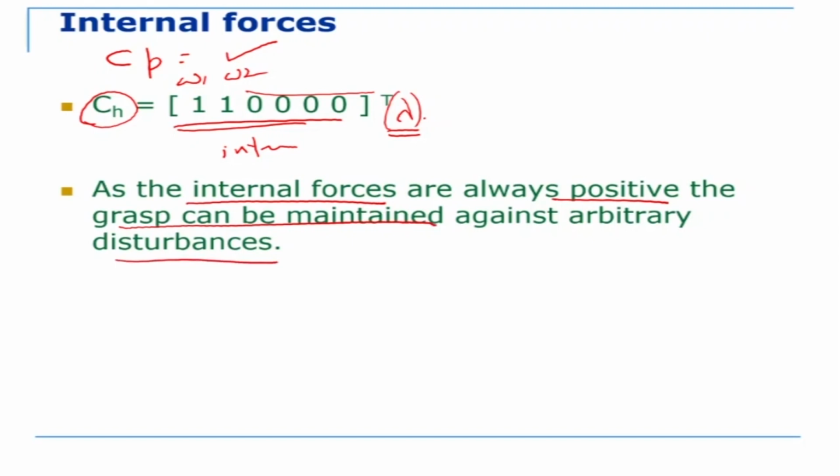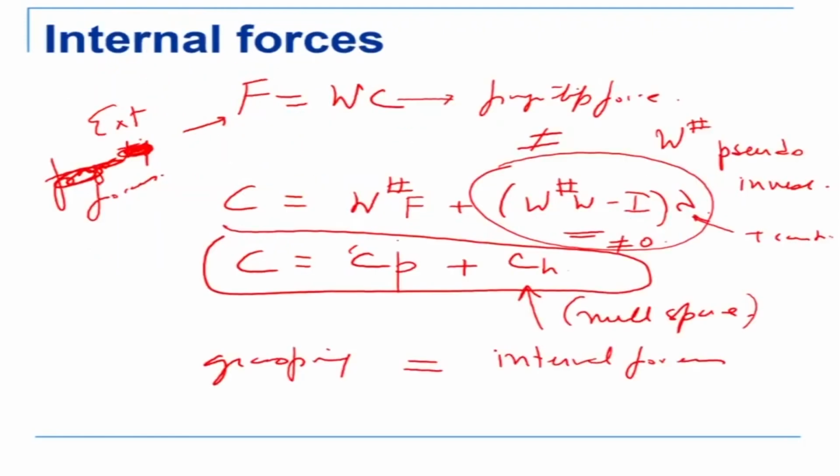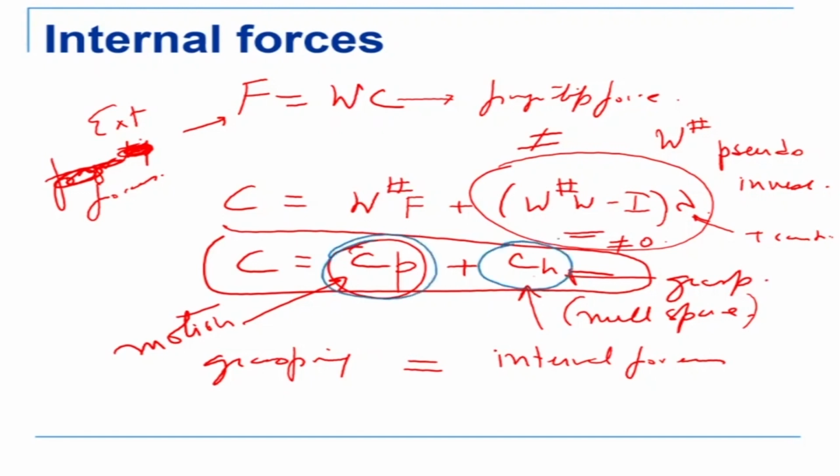Now please note and please understand that we need to find out what are the internal forces. And so if I come back to this equation here, let me go back here. These are the forces that cause motion, and this is the force that causes grasp. So if you want to grasp the object only, then you need CH. And if you want to have motion also, then you need Cp. Okay, Cp, and the total solution is Cp plus Ch, in terms of forces.